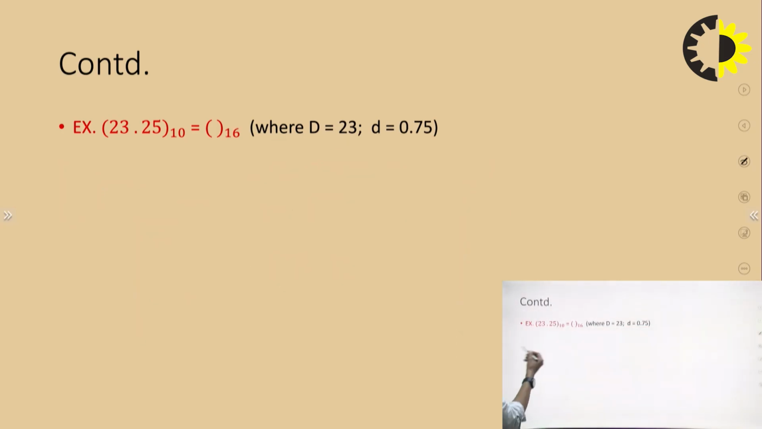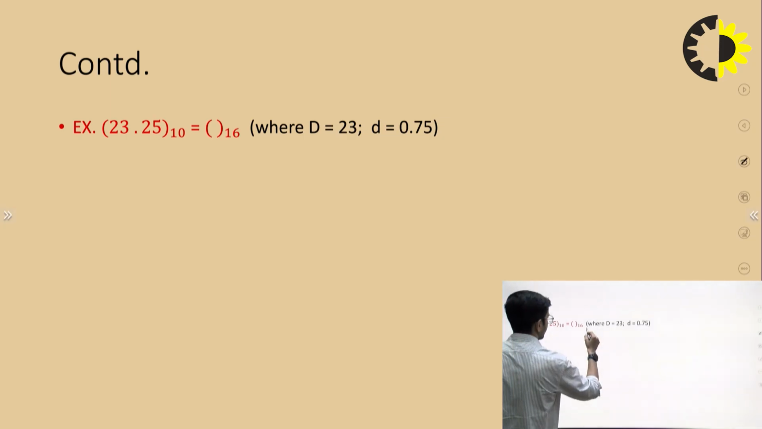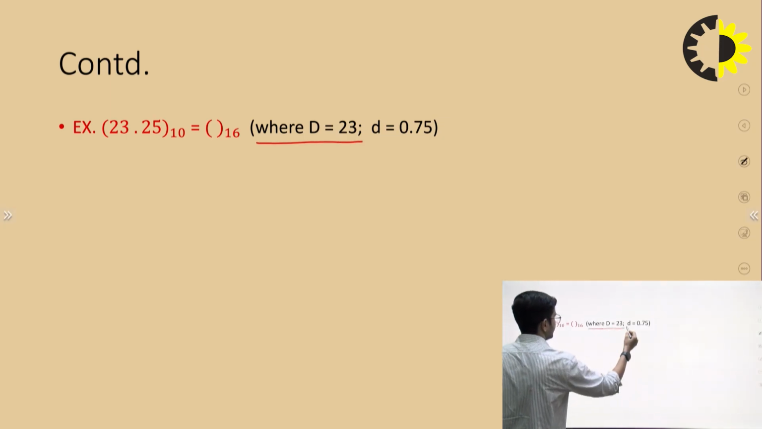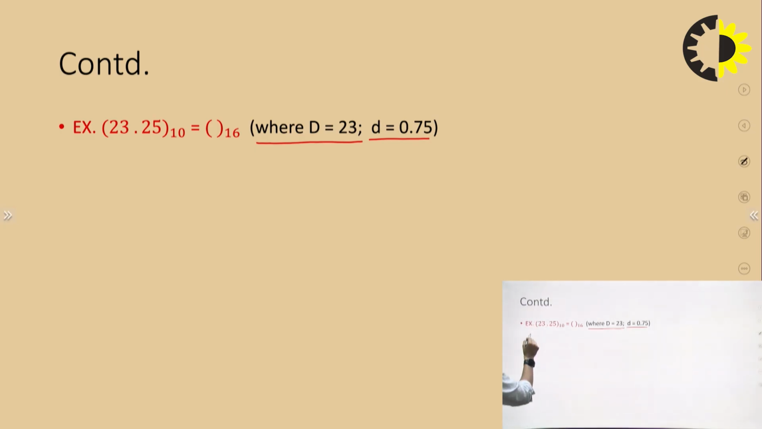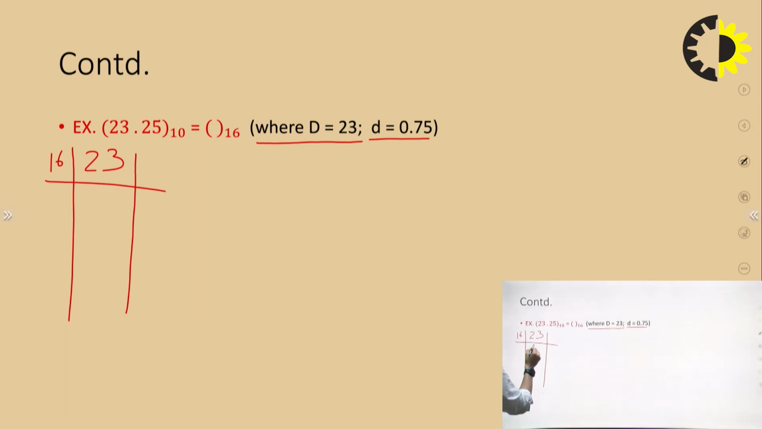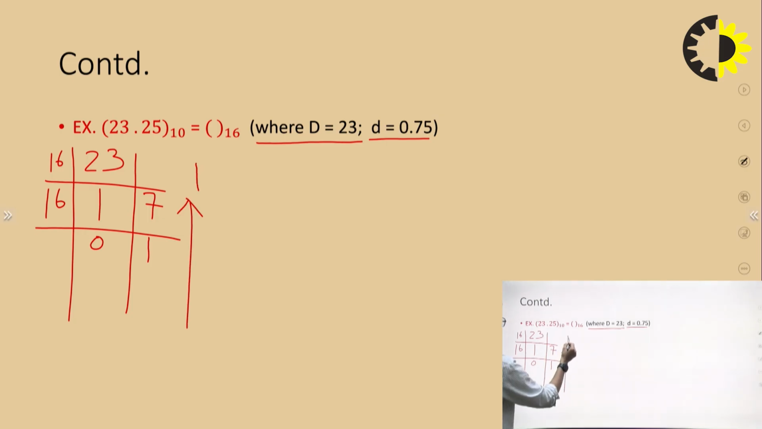For decimal to hexadecimal, again we note down the integer part and the fractional part. First, divide the integer part by the base of the system, which is 16. Dividing by 16, we get 1 and 7 is the remainder. Again, 1 cannot be divided by 16, so the quotient is 0 and the remainder is 1. For division we move from bottom to top, so the result for the division is 1, 7.